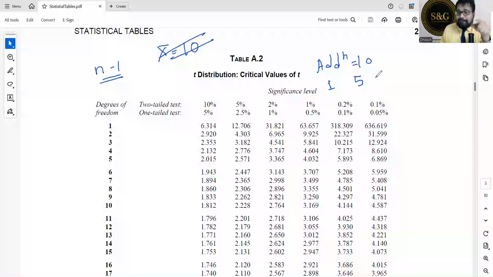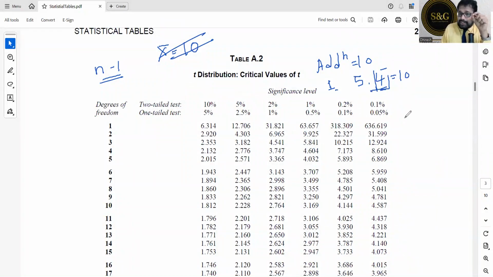Now the addition of 1 and 5, because we know the total addition of 3 data points is 10, the third person does not get any kind of freedom. So he has to choose 4, because 1 plus 5 plus 4 is equal to 10. So for the first 2, you have the freedom to choose, and that is called degree of freedom. And the third person does not get that freedom.